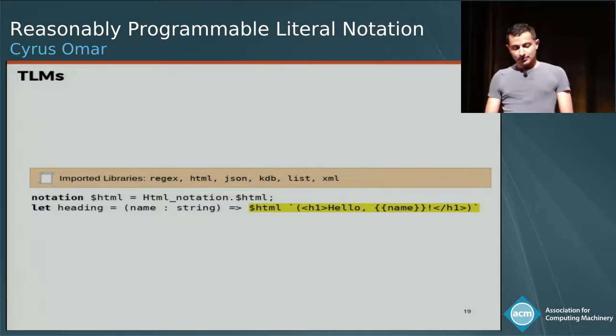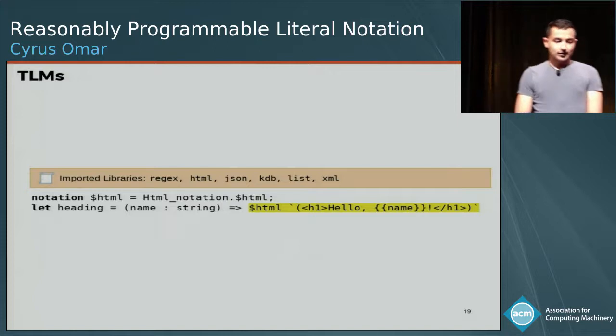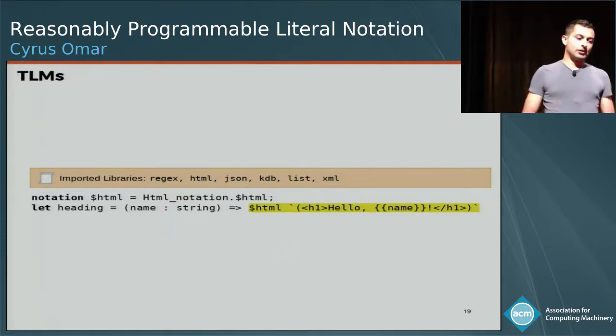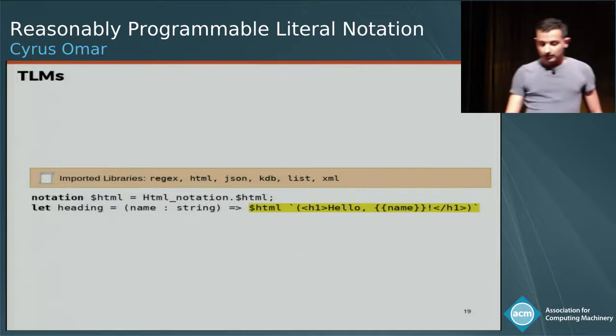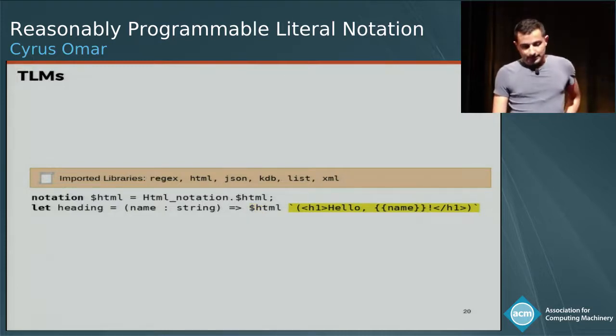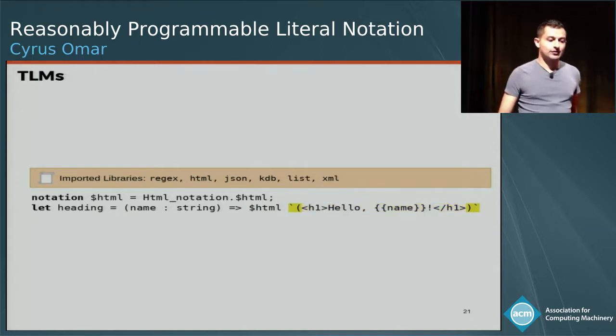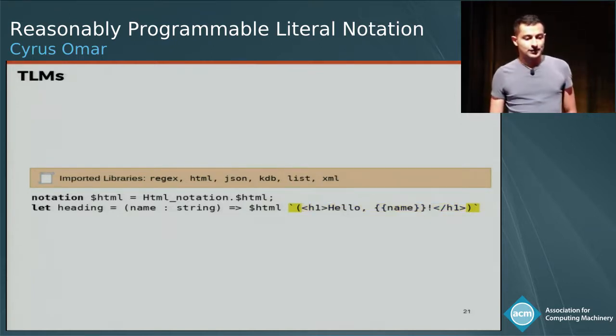Again, we're assuming a bunch of libraries are imported. We're going to use this HTML running example. And that in yellow there is a TLM application. And each application of a TLM consists of 2 parts. There's a generalized literal form where your notation sits. And each generalized literal form consists of these outer delimiters. In our design, it's backtick parens. And then a literal body.